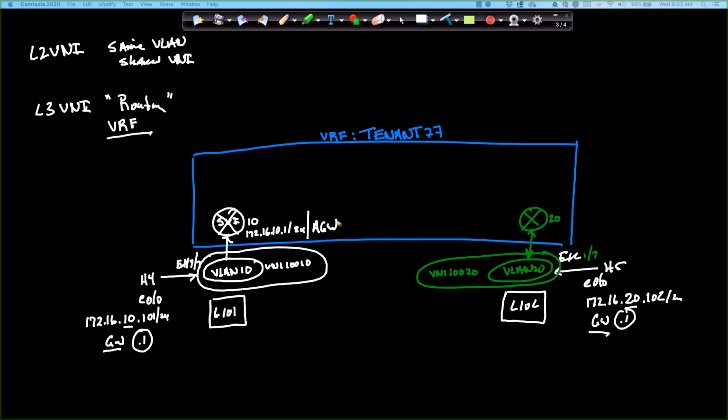0001.0001.0001 that we created. And the same thing is going to be applied over here. So I'm going to go ahead and give this guy an IP address of 172.16.20.1/24. And I'm going to configure it as an anycast gateway. So you can see now traffic can travel from H4 to SVI VLAN 10, and I should be able to have a point of presence into the tenant 77 VRF.